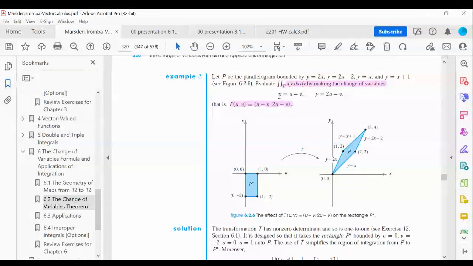Okay. If we weren't given the x and y transformations, how do we go about it for this question? Let me see. Let P be the parallelogram bounded by this and this. Evaluate this, making the change of variables. You won't be able to do anything if you are not given the relationship between x, y in terms of u, v. So this gives you x as a function of u, v and y as a function of u, v. That's a transformation. If you're not given this, you cannot do any transformation.